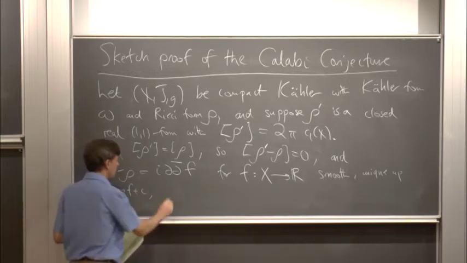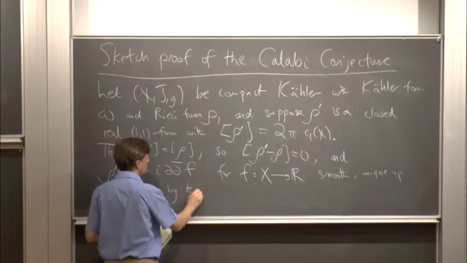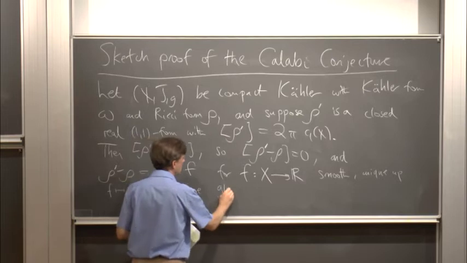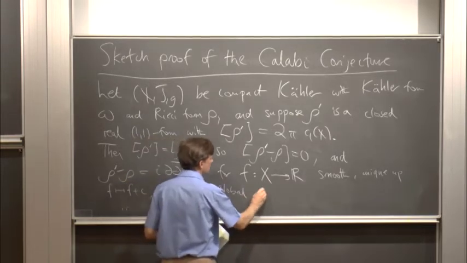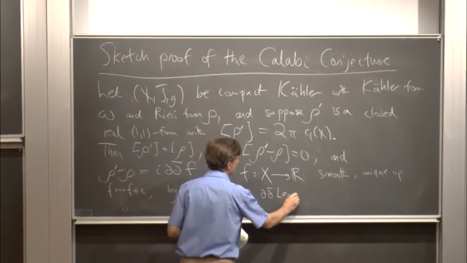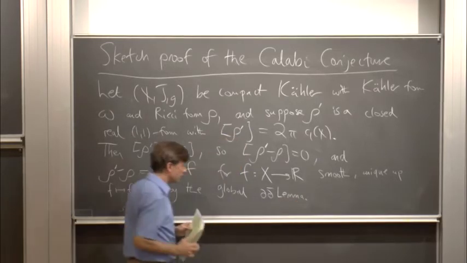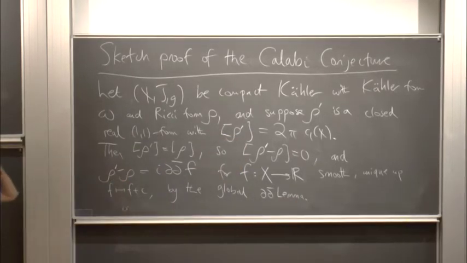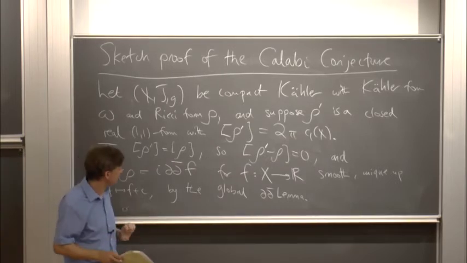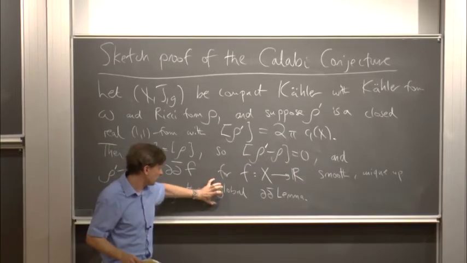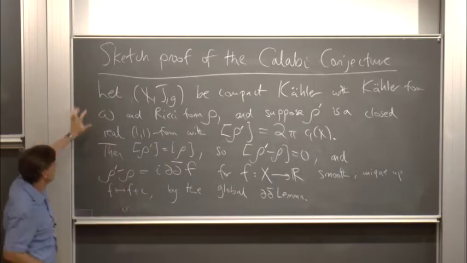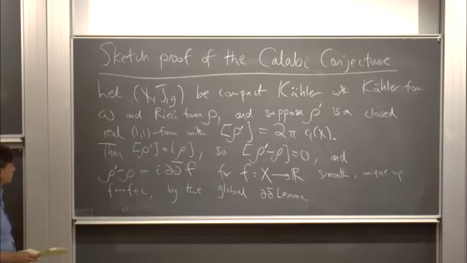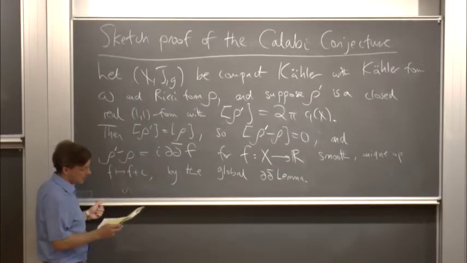And this is by the global d bar lemma. So remember the d bar lemma I told you about on Friday. It had two parts, one of which concerned small open sets in C to the m, the other of which concerned compact Kähler manifolds, like this one.